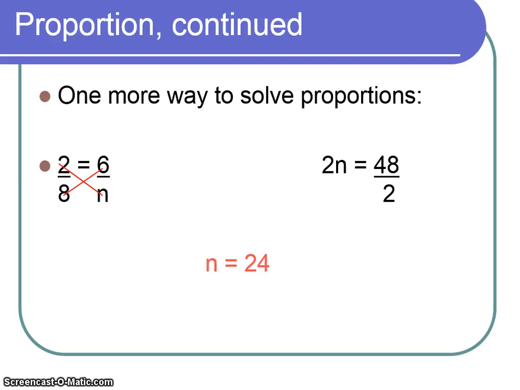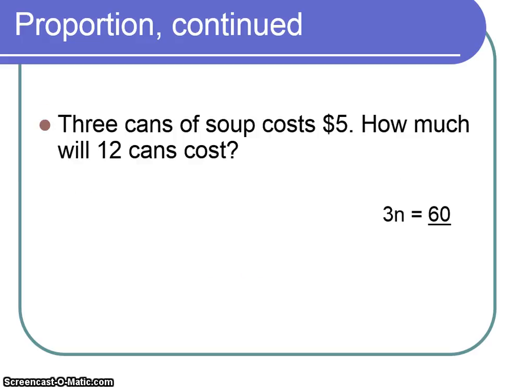Okay, same thing here, even if you don't have what each one is. Okay, cross multiply, we get 2n, 6 times 8 is 48, we're going to divide by 2 and get 24.